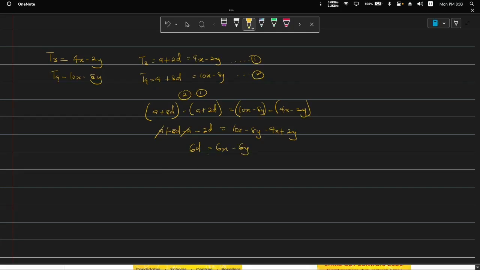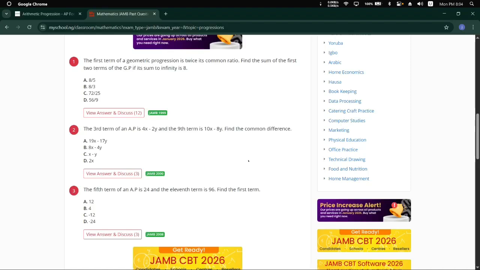Now if you know this, I could divide all through by 6. I'm going to have d is equal to x minus y. A very easy question. Let's see if x minus y is in the options. Yes, that is in the options. So let's take another question.